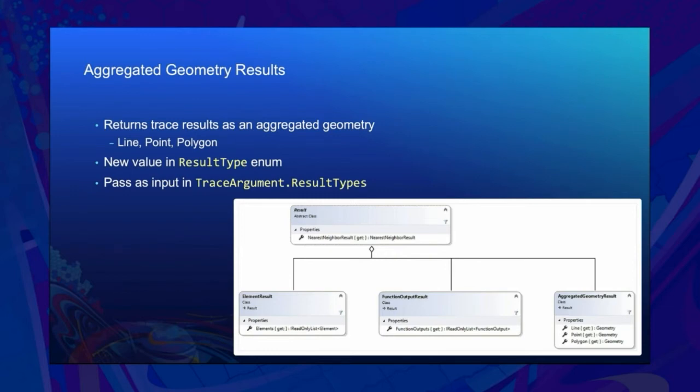To get this to work, there's a new result type enum. Just like all the other result types, you pass this new enum value into the trace argument's result types, and you'll get back in the result array an aggregated geometry result with those three geometries on it.